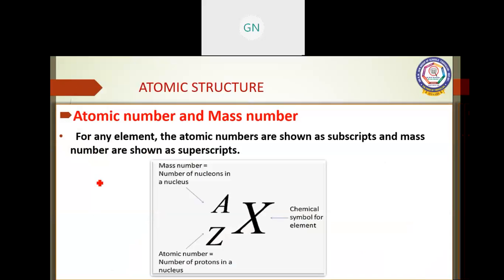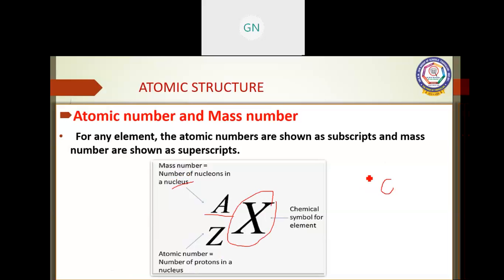Let me see how to represent the mass number and the atomic number. For any element, we have to represent the atomic number and mass number as given below. A is the topmost letter. A is the mass number and Z is the atomic number, the number of protons in the nucleus. The mass number is the number of nucleons in the nucleus. And X is the chemical symbol.